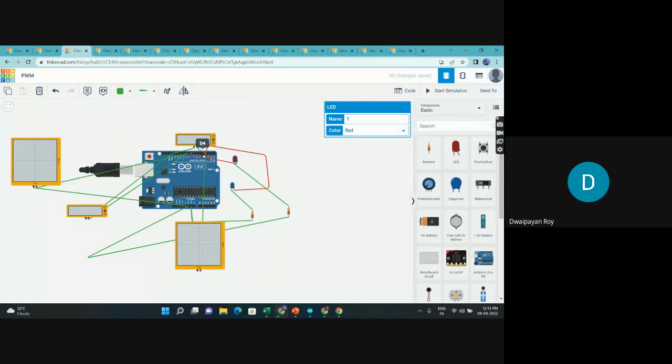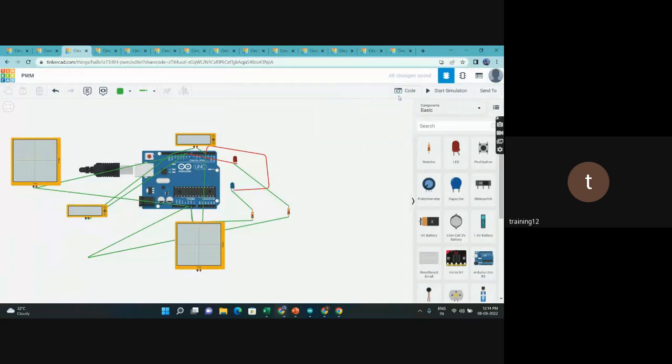Then similarly, the second oscilloscope's positive pin, the multimeter's positive pin, and also the LED's positive pin are connected to the 9th pin. And all the negative pins are connected to the ground of the Arduino. So this is the basic diagram of this experiment.